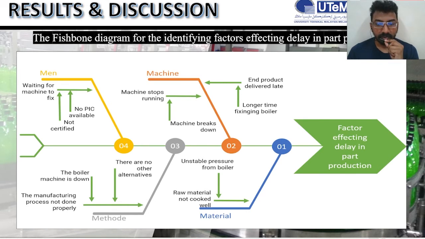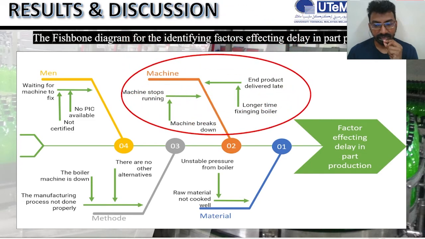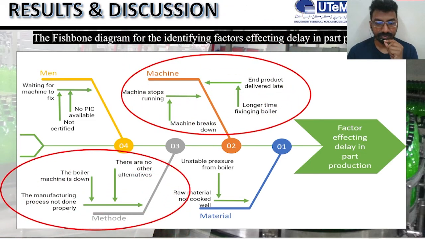Then, they are waiting for the machine to be fixed because there is no person in charge available for it to be fixed. The material is neglected as a factor affecting the delay of production because, based on the literature review, the most affected factors are the machine, followed by method, and then the workers.